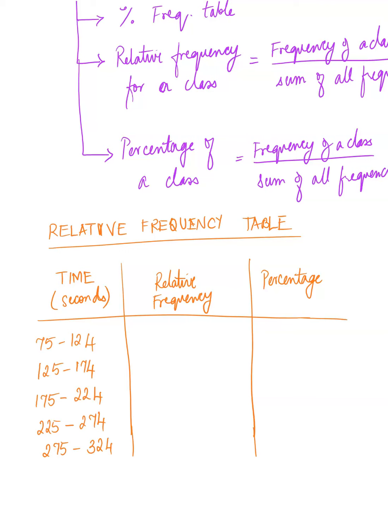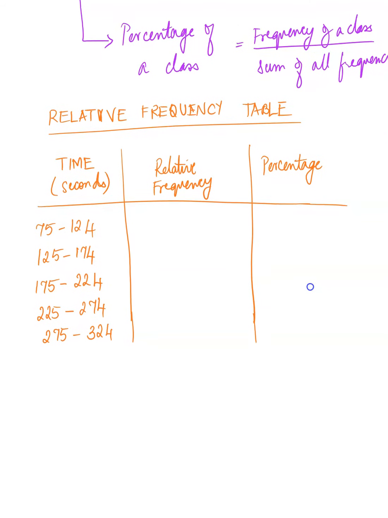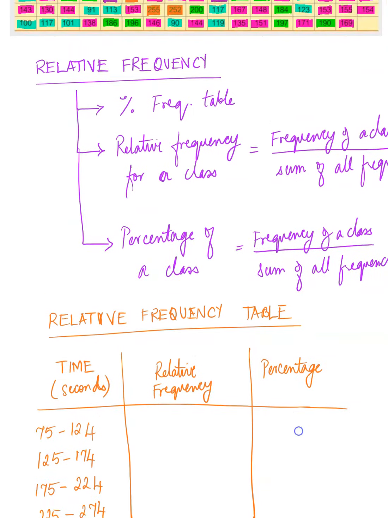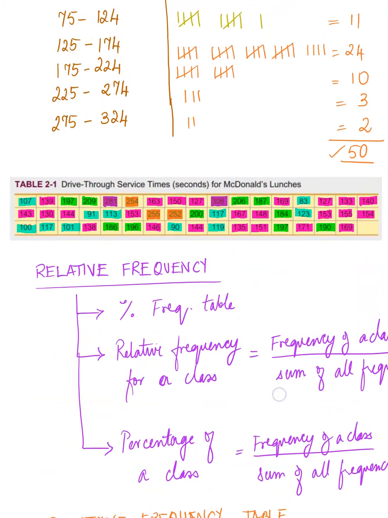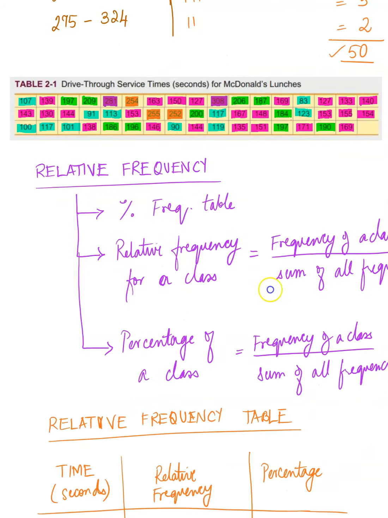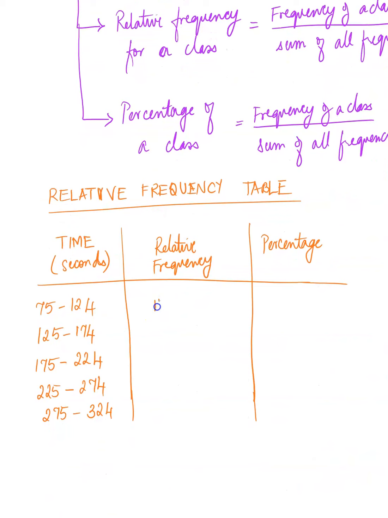As you can see, I have the times recorded here. Now I'm going to do the relative frequency. If you go back here, it was 11, 24, 10, 3, and 2, right? So the first one would be 11 out of 50. The next one would be 24 out of 50. Remember, it said frequency of that class divided by the sum of all frequencies. The sum of all frequencies is 50. And the next ones would be 10 out of 50, 3 out of 50, and 2 out of 50.